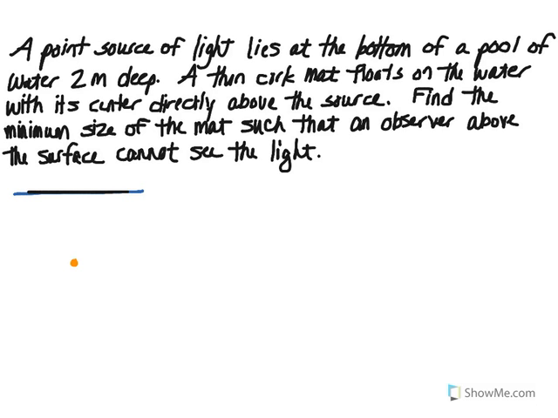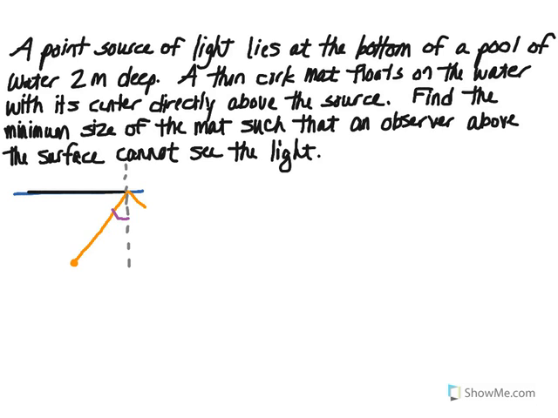When we say that an observer above the surface cannot see the light, what that's trying to tell you is that we want to find how big the mat has to be so that any light rays that would potentially go past the mat will instead be reflected back into the water. And so, to start off, we would have to find the critical angle of this interface, which would be right here.